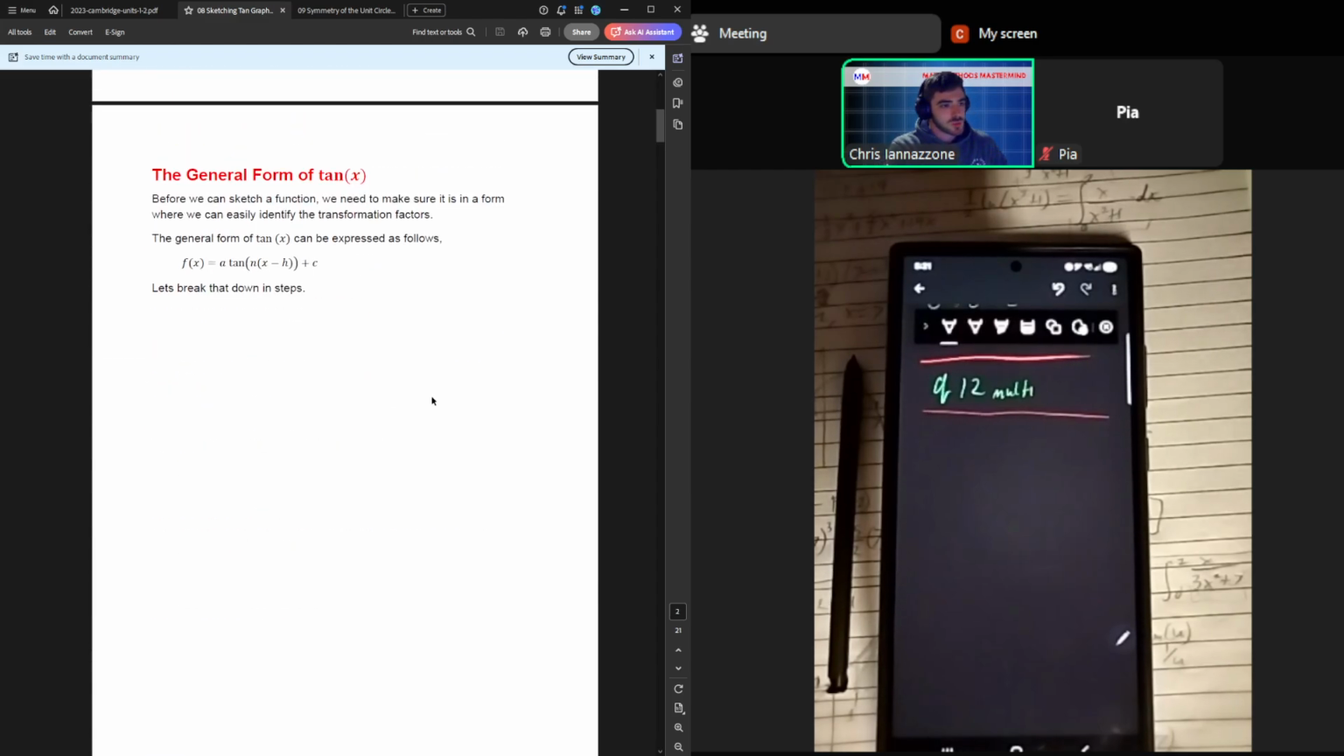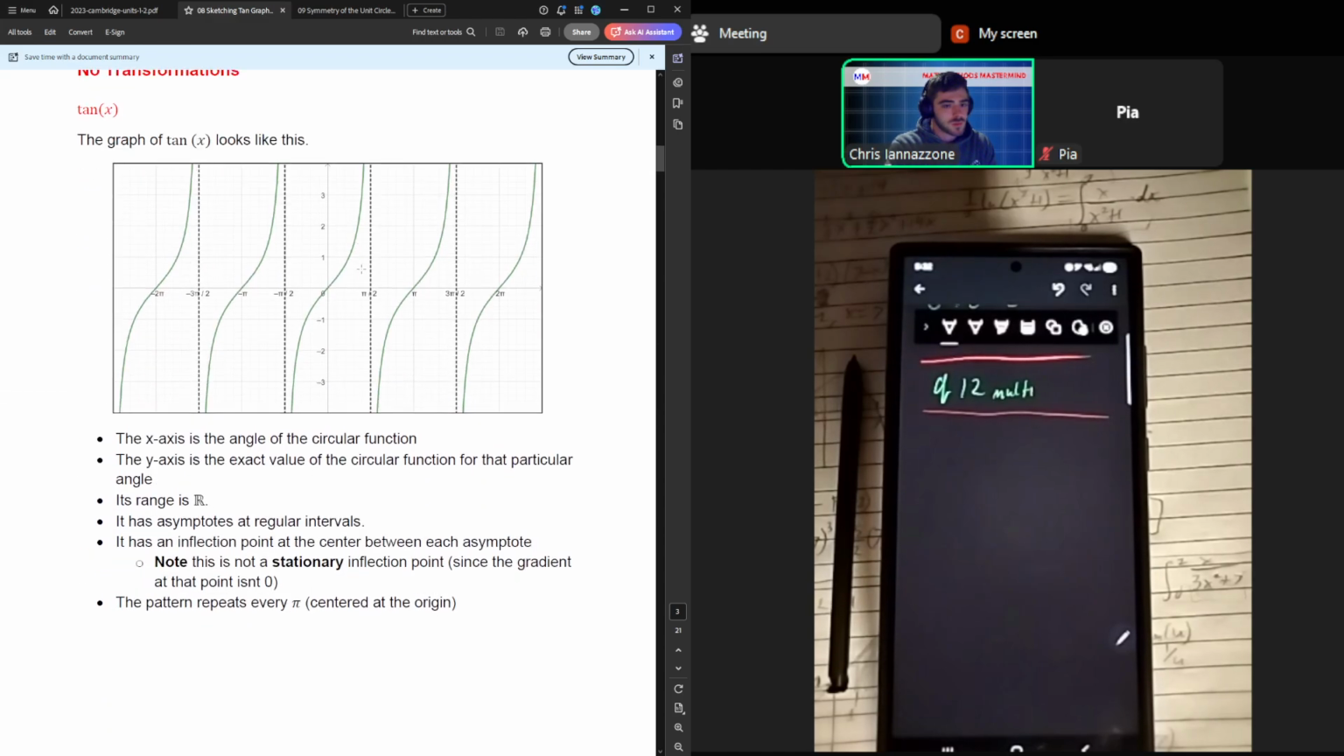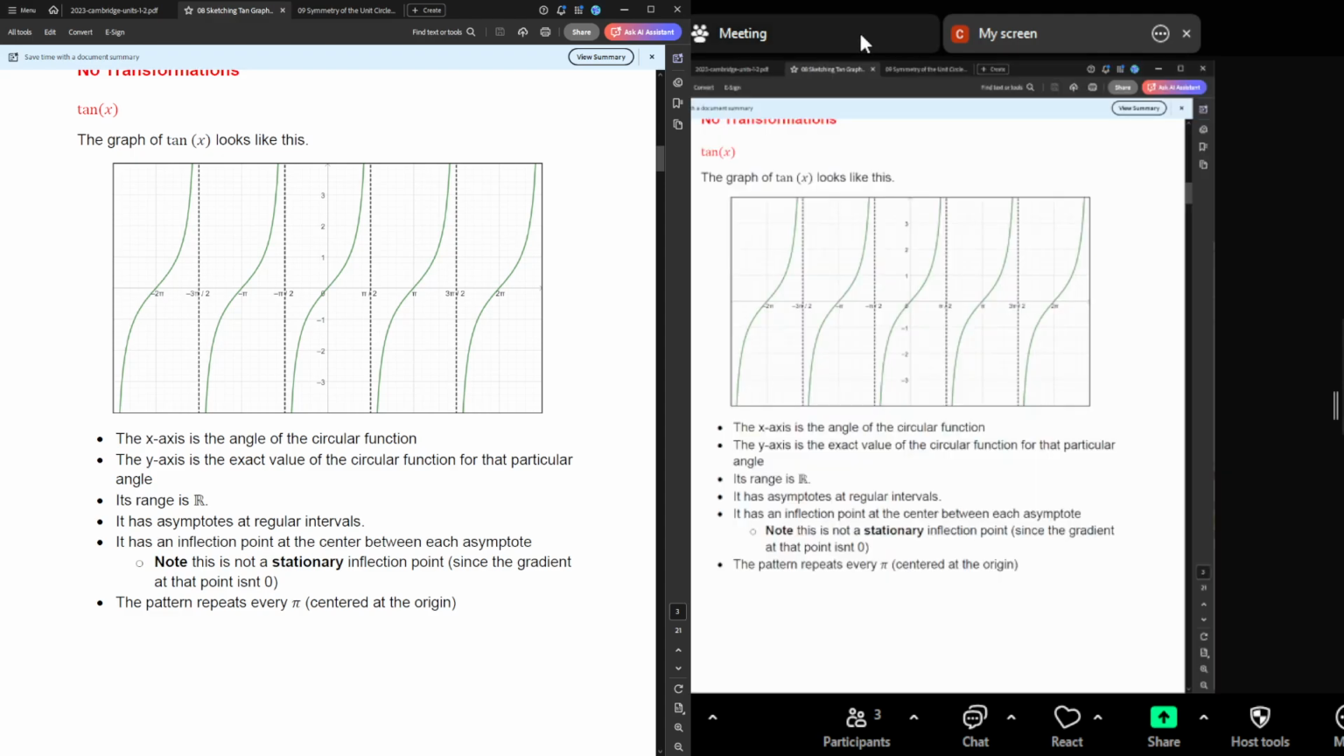The general form of tan looks like the general form of pretty much any other type of circular function, or even any other function for that matter. It's going to have a horizontal and vertical translation term, and it's going to have some dilation factors a and n. It's also going to have the possibility of reflections in there as well. Without any transformations, the graph of tan is going to look like this.